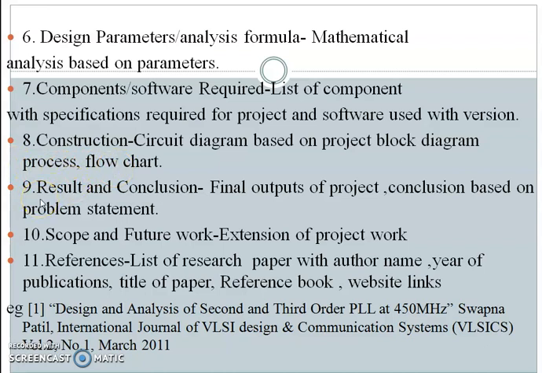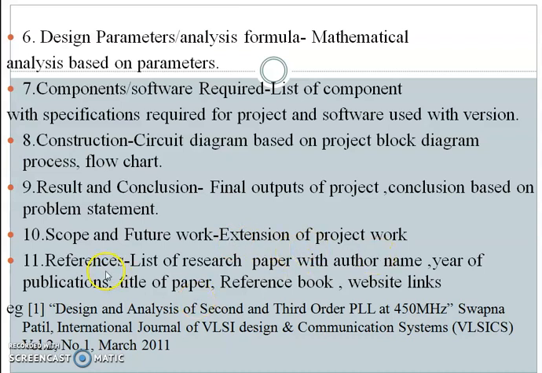Then is result and the conclusion, where the final output of the project and the conclusion, which is based on what you have defined in the problem statement, should be matched with each other. That is nothing but your conclusion for the project. Next, scope and the future work is nothing but how your project will get extended in the future, or it is the extension of the project work.